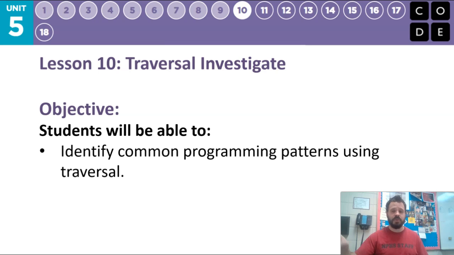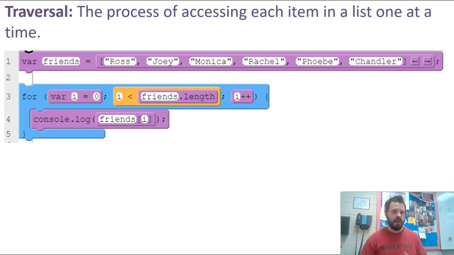Basically we'll do some vocab real quick, and we'll dive into some example programs and look at how traversal is used. All right, so first off, let's give a formal definition. We'll just say traversal is the process of accessing each item in a list one at a time. So for example, let's say I have a list of friends here, and let's say I want to go through that list and print off every friend that I have.